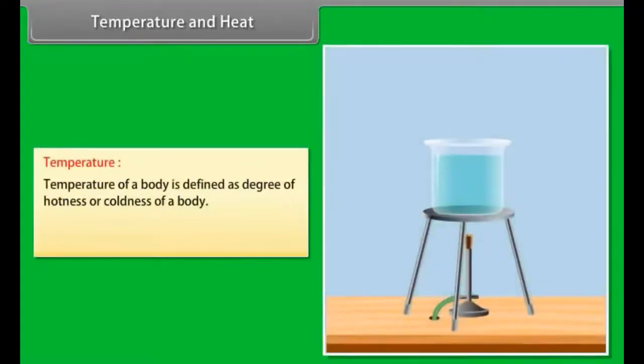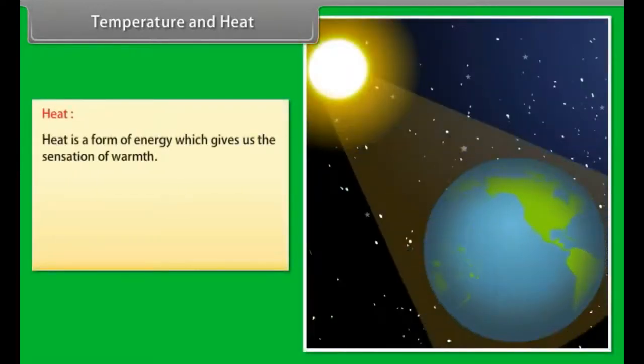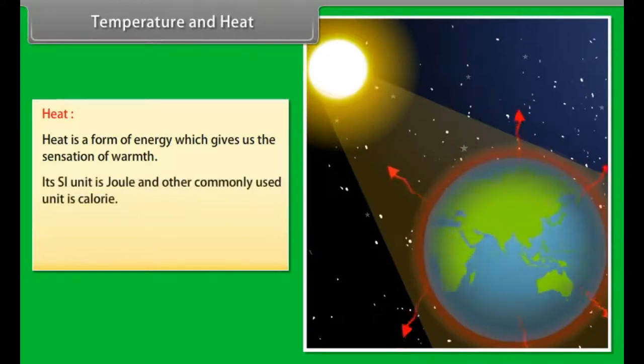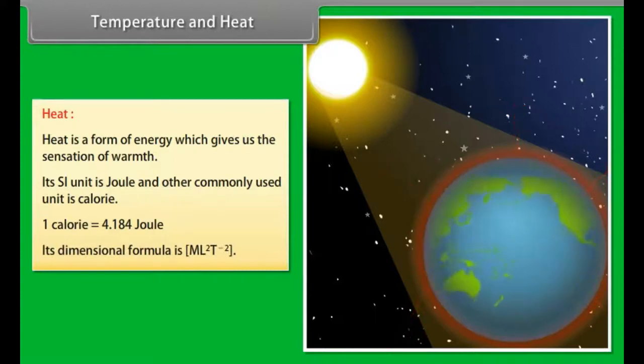Temperature and heat. Temperature of a body is defined as the degree of hotness or coldness of a body. Its SI unit is Kelvin and degree Celsius is a commonly used unit of temperature. Heat is a form of energy which gives us the sensation of warmth. Its SI unit is joule and the other commonly used unit is calorie. 1 calorie is equal to 4.184 joule. Its dimensional formula is ML^2T^-2.